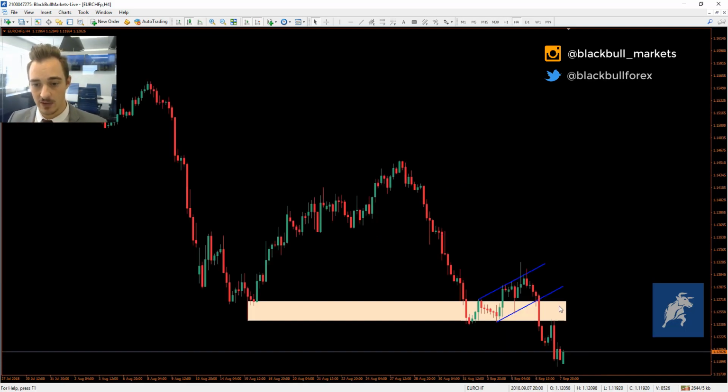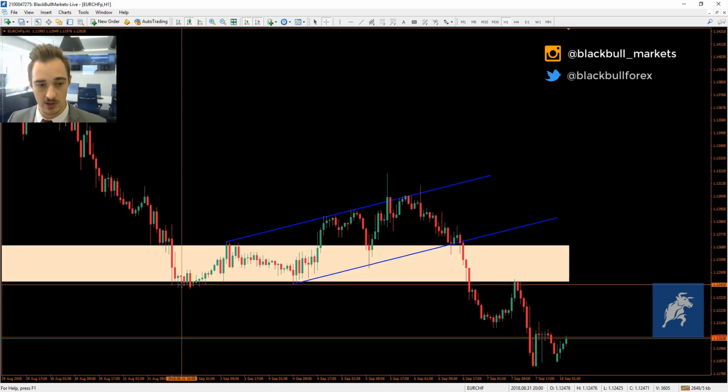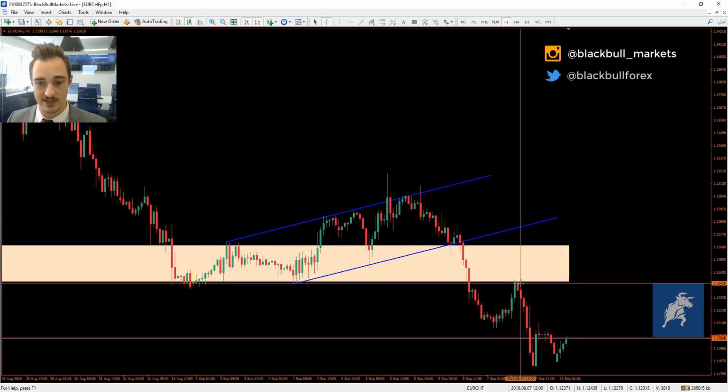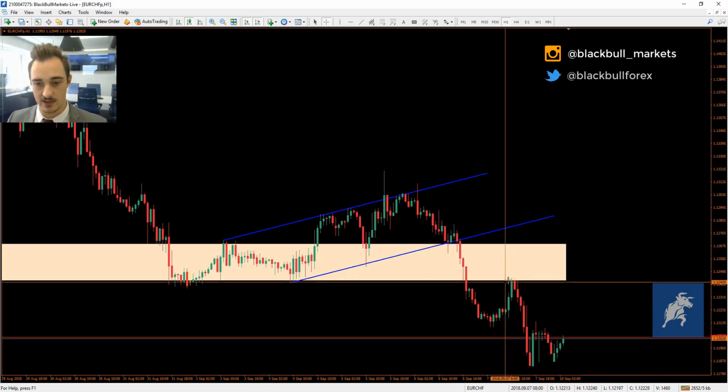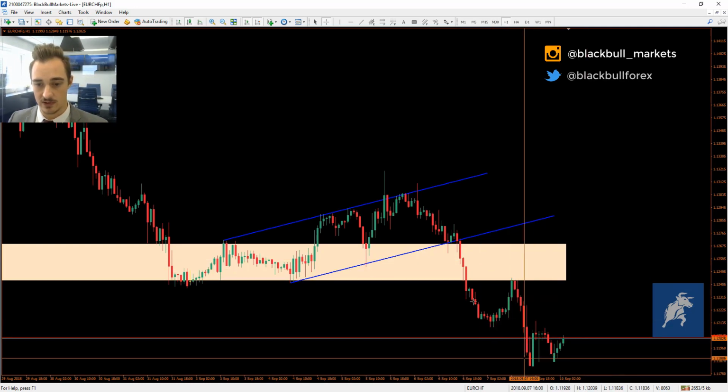Then moving on to the 4-hourly, even on the 1-hourly would have been a better entry. You can see we had the break of this low with a nice strong candle moving to the downside and coming with a retest again, offering us a very nice entry on the close of that bearish candle, again for another move to the downside.